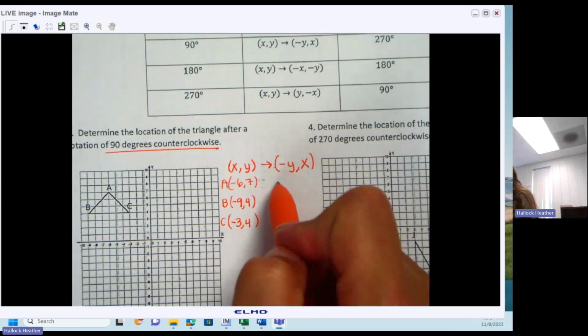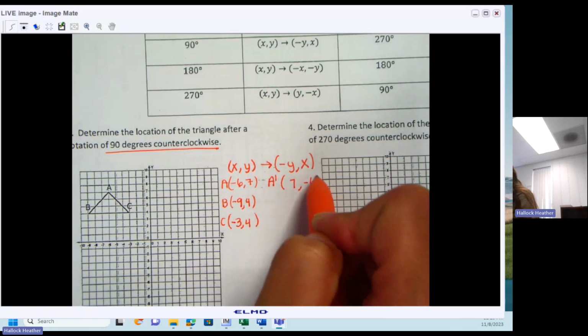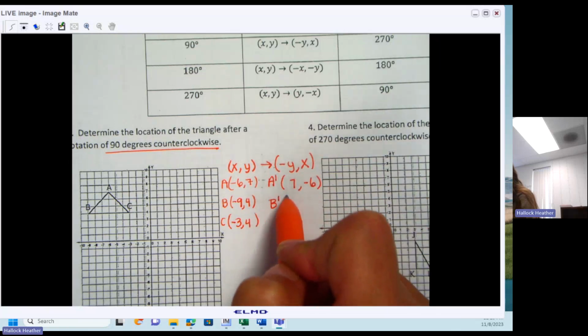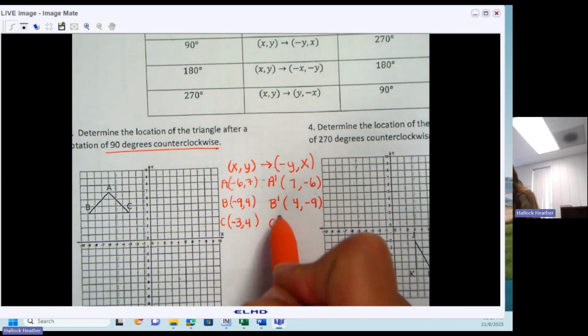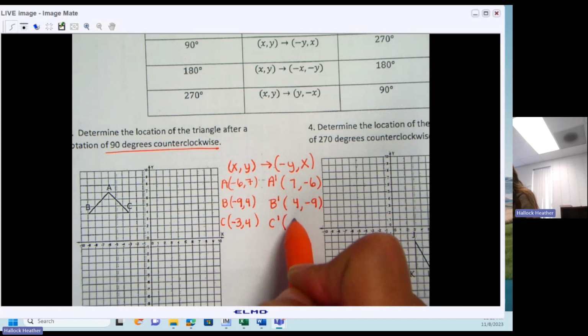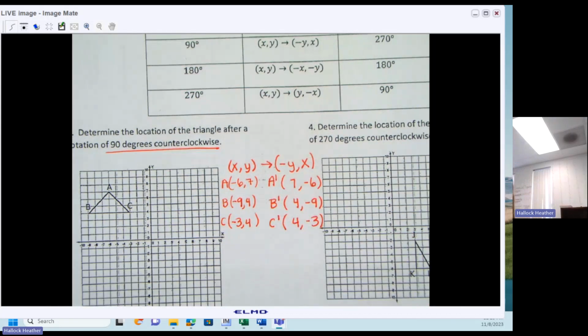So if I just flip A, it becomes 7, -6. If I just flip B, it becomes 4, -9. And C, hold on. C, if I flip it, is 4, -3. So I want you to think about it as 2 parts. First, I flip it. Now I'm going to change the sign to the coordinate point.